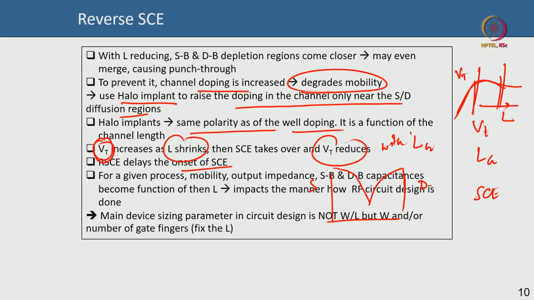Okay. So for a given process, mobility, output impedance, source, and SB stands for source and bulk. Okay, there is a body or a bulk. DB stands for drain and bulk.